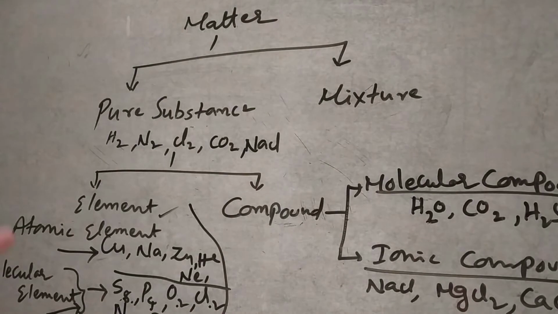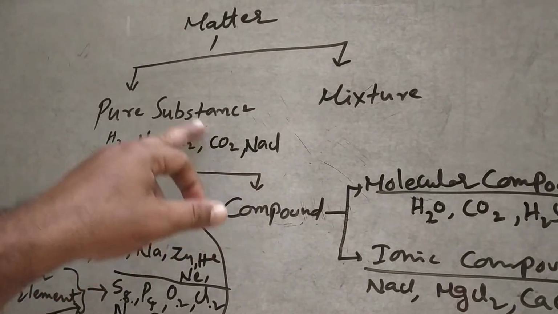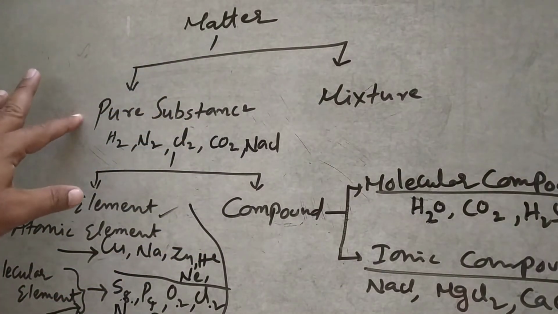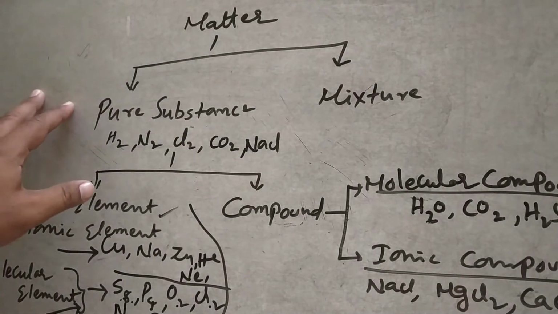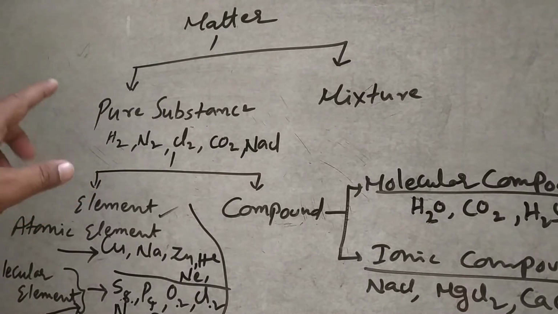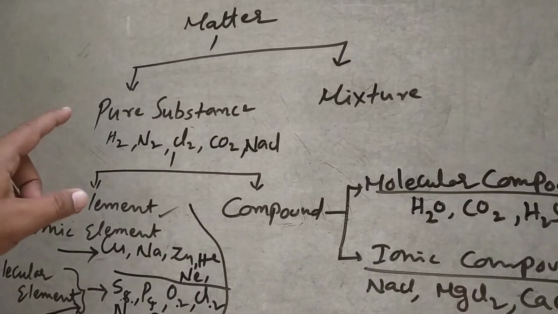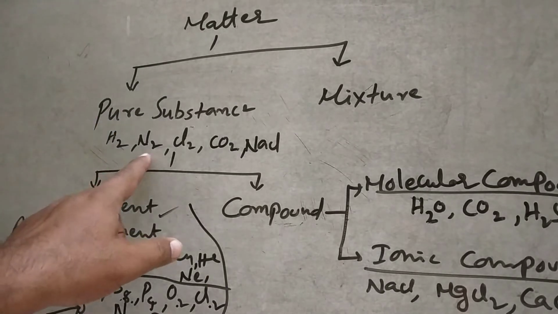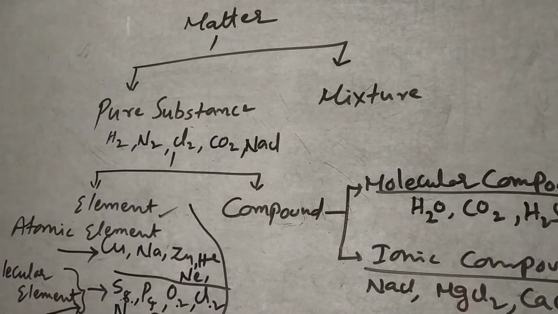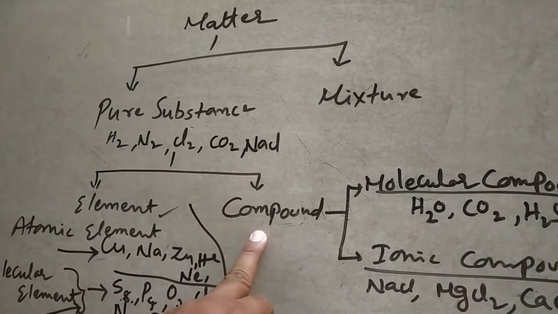So here, pure substance. What do you mean by pure substance? Pure substance means a homogeneous material which contains only one kind of atoms or molecules; then we can call it a pure substance. It is classified into two types: one is element and the other is compound.